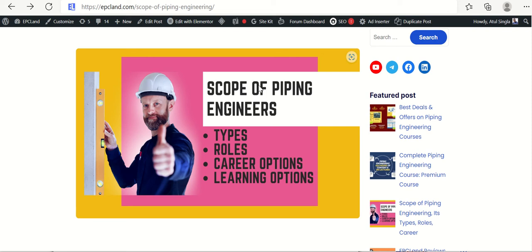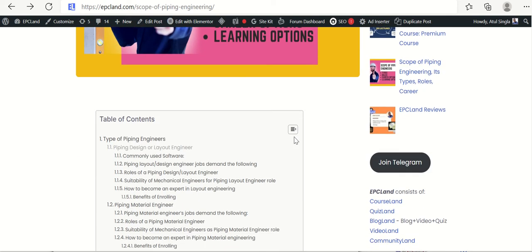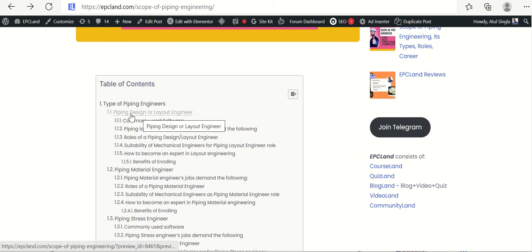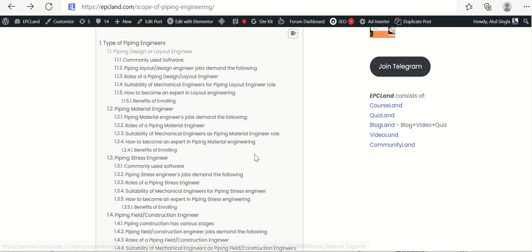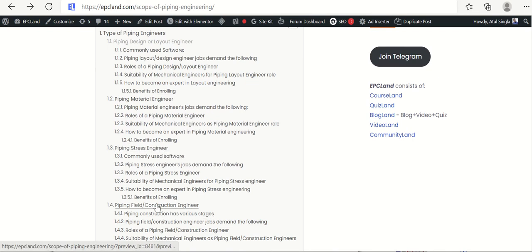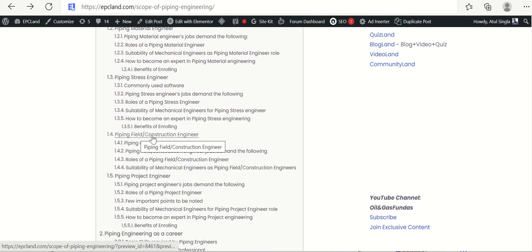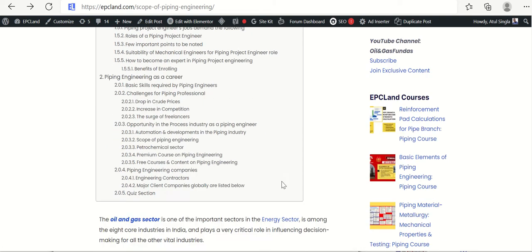In this series, we are talking about the scope of piping engineers. In previous sections, we talked about the role of piping design layout engineers, piping material engineers, stress engineers. In this section, we are going to talk about the field construction engineers. So let us go directly to this section.